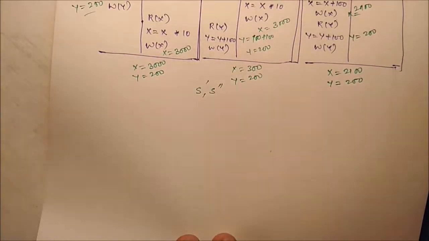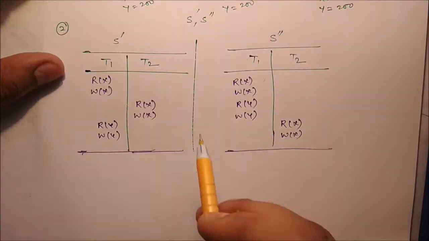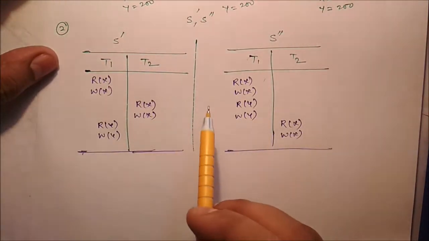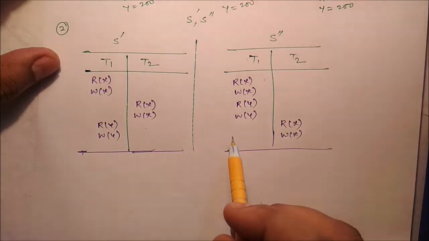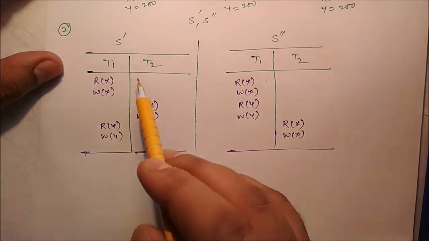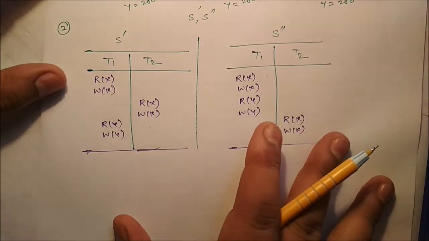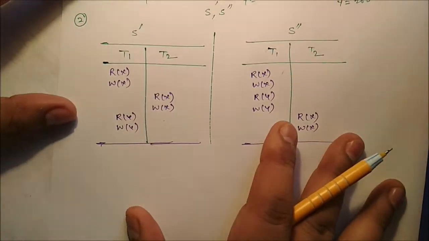Okay. Next we can say conflict equivalent schedule. Now we have to check whether they are conflict equivalent or not. So two schedules are there, S' and S''. T1 and T2 transactions are there, and these are the sequences of operations. We have to check whether they are conflicting or not.